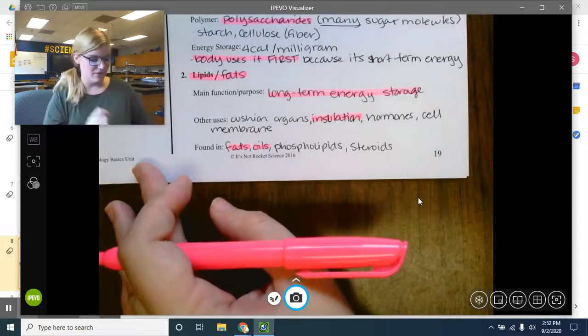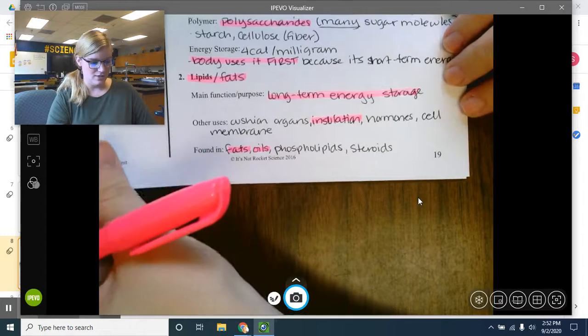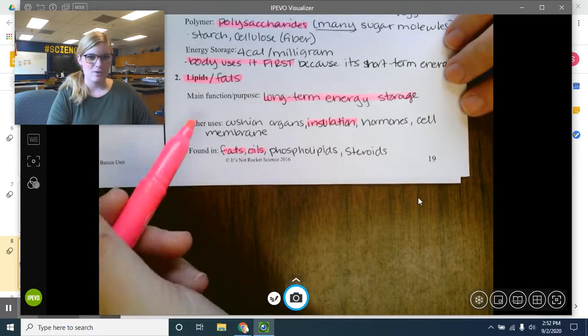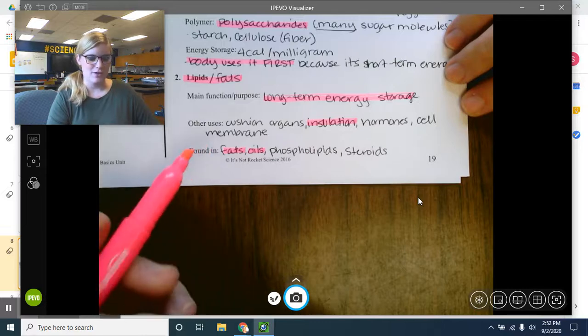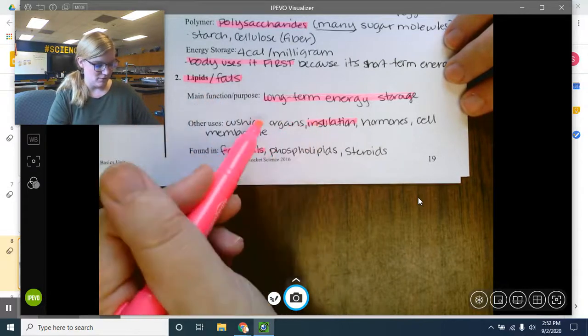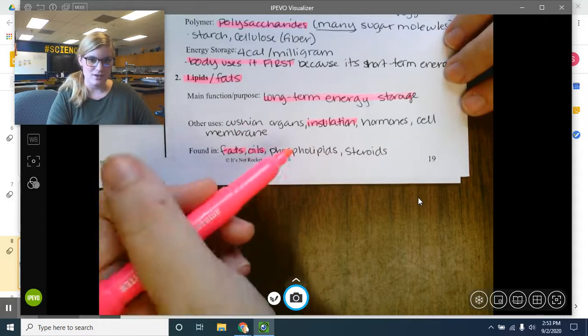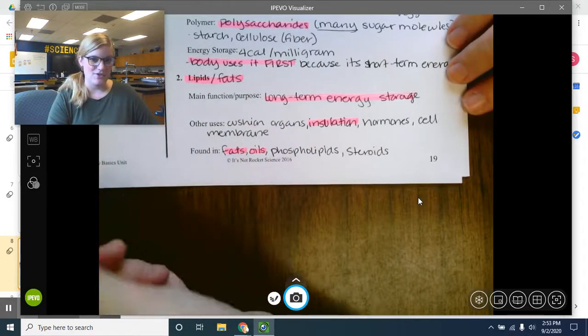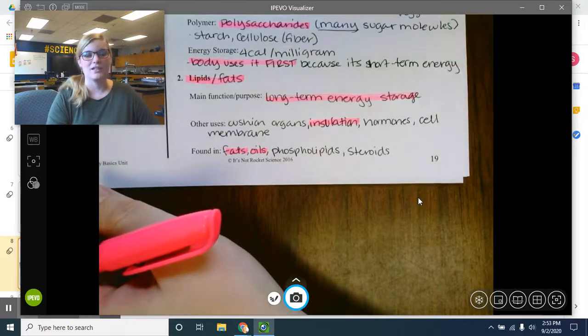All right, so lipids were a really quick and easy slide so far. Before I turn the page, I want to just show you this. So I've got my main function and purpose, other uses. Insulation, I feel like really tells me what it's doing, and that's where it's storing the long-term energy. And fats and oils are the things that I'm really going to recognize that they're found in.